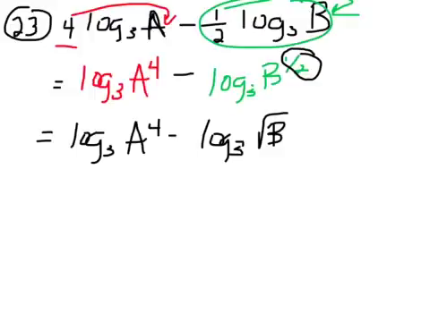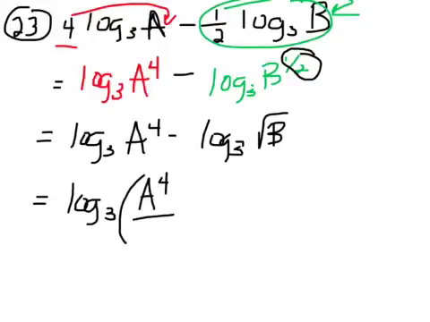Now you've got two log 3's, and they're subtracted, so you can rewrite this as division, is what the log rule says. So it's log 3 of a to the 4th, the first term goes on top of the fraction, and the square root of b goes on the bottom of the fraction. And that would be your answer.